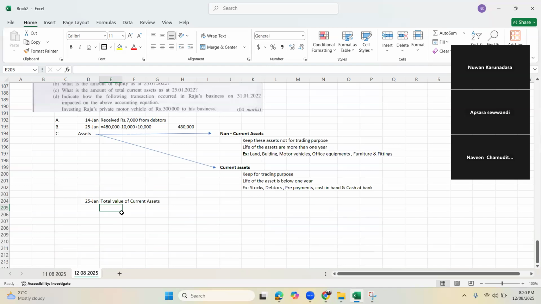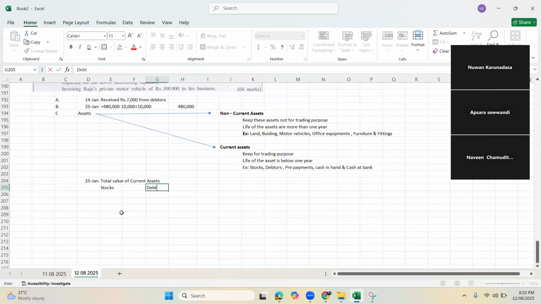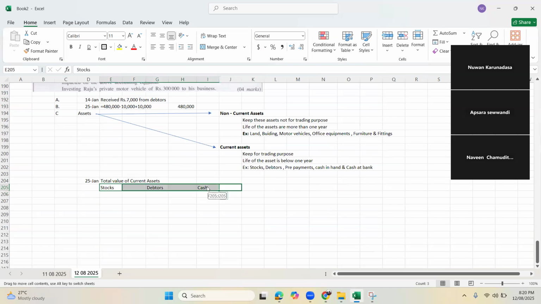So see, stocks, then we have debtors, then we have cash. Those are the current assets. We'll take the opening balances first. They are asking the closing balance.